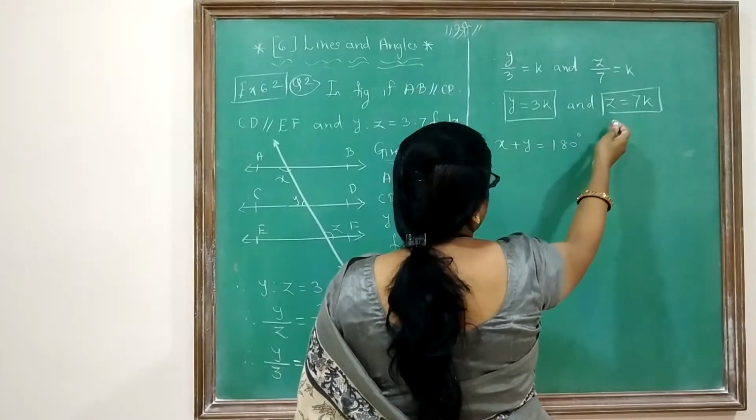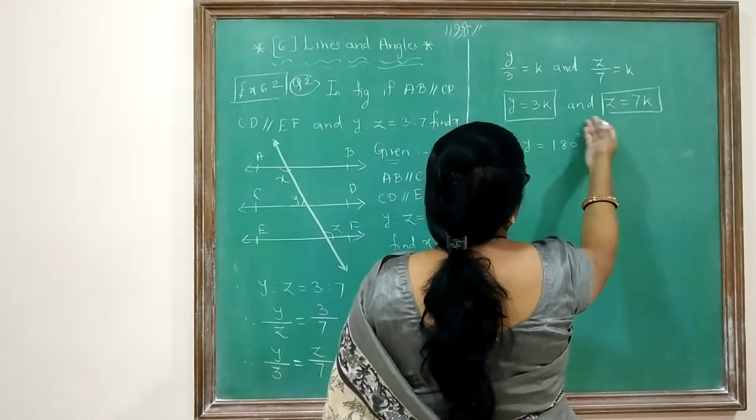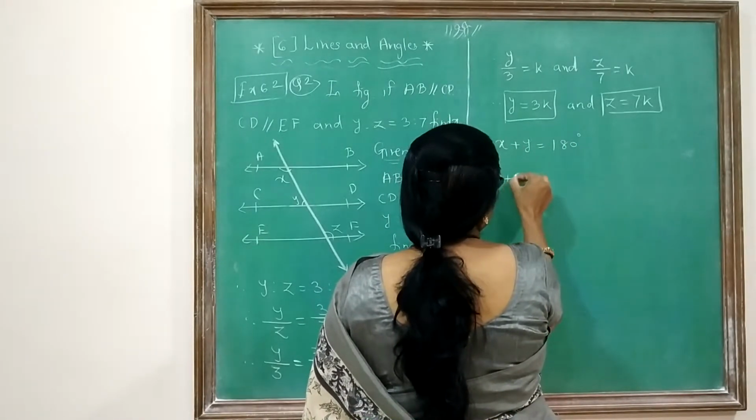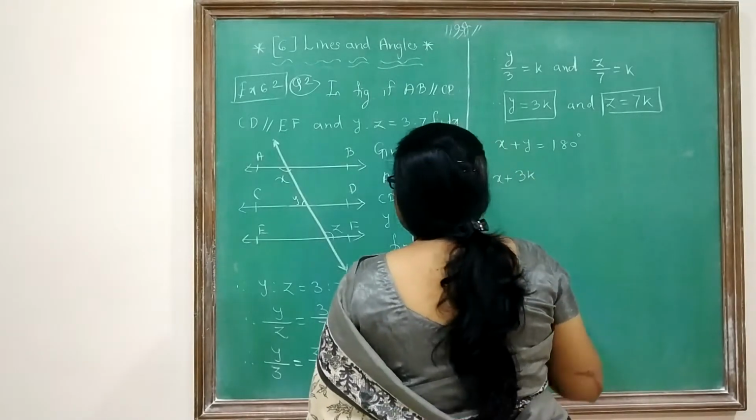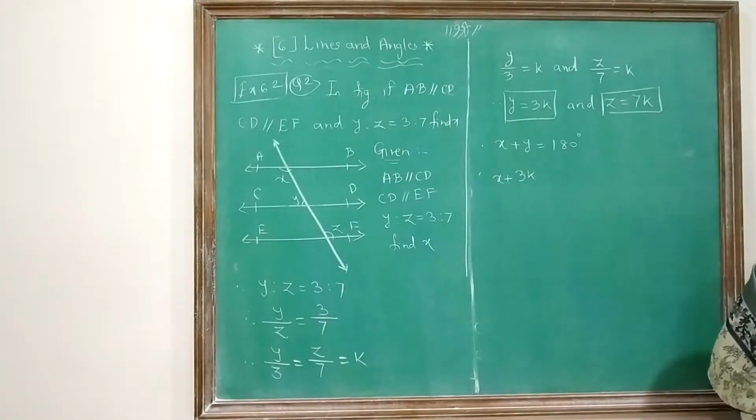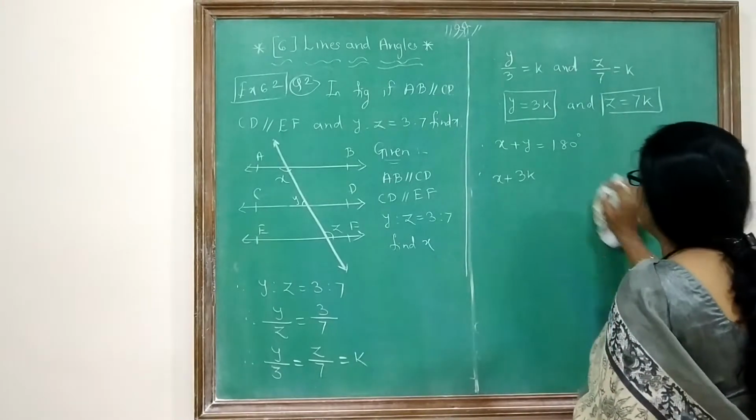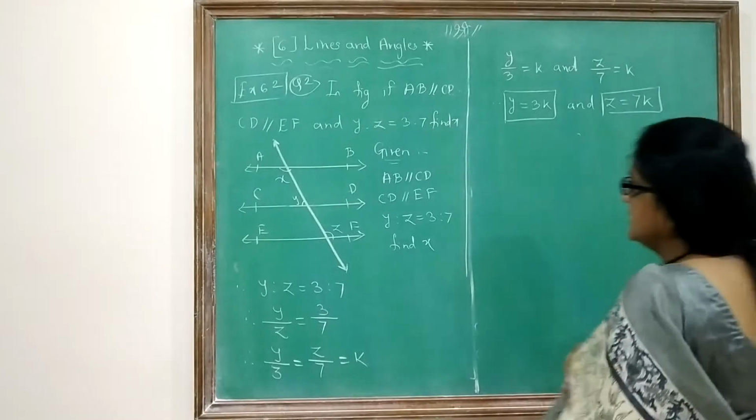Then you will put here what is your X value. Here X value is not given, Y is given. Then you will write here X plus 3K. Here X value is not given. Okay, first we will solve this type.